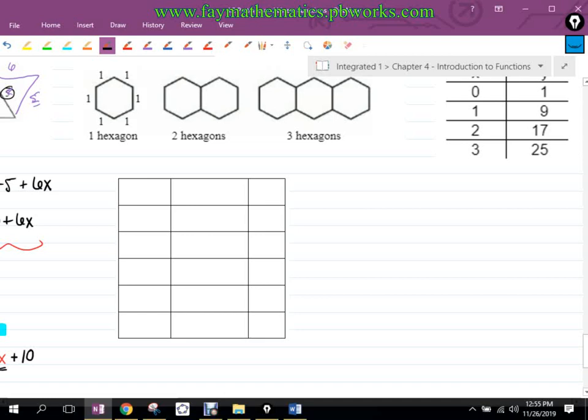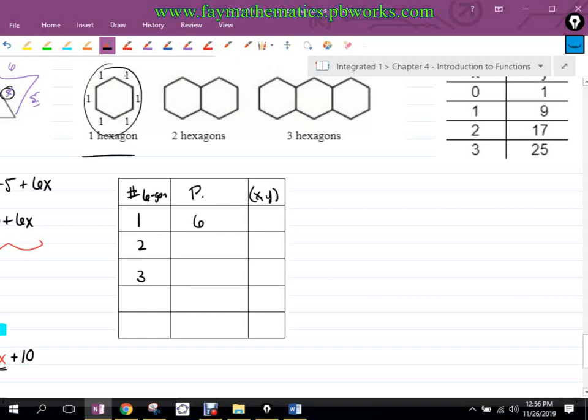But if I've got my number of hexagons, and then I've got my perimeter, and then we'll have our ordered pairs here. So a hexagon, if I've got a number, I've got one hexagon in this picture, I've got two in the middle one, and I got three, right? Okay. Now, when I look at the perimeter here, is that perimeter going to be six?